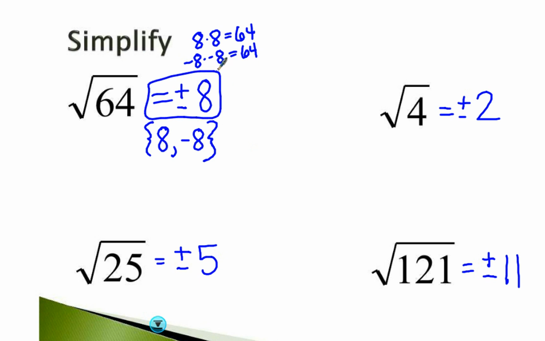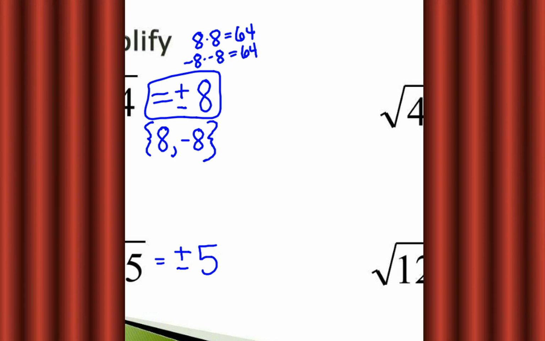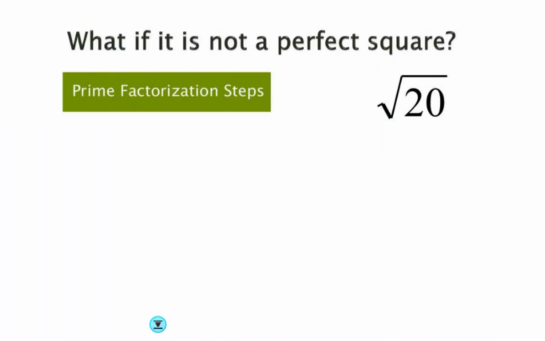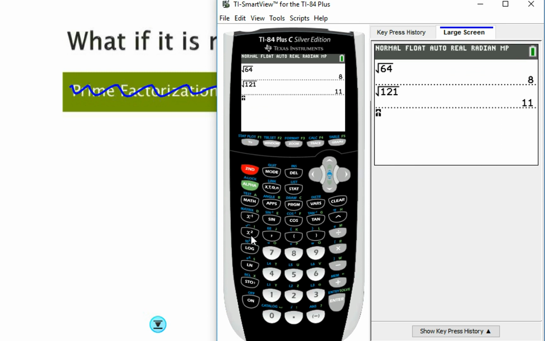All right, so what happens if it's not a perfect square? Okay, what if it's not a perfect square? So do you know what number when multiplied by itself is 20? Well, it's actually going to be a decimal. And it goes on forever and ever and ever. So we get this long, ugly decimal. So we try to figure out how to simplify these things.